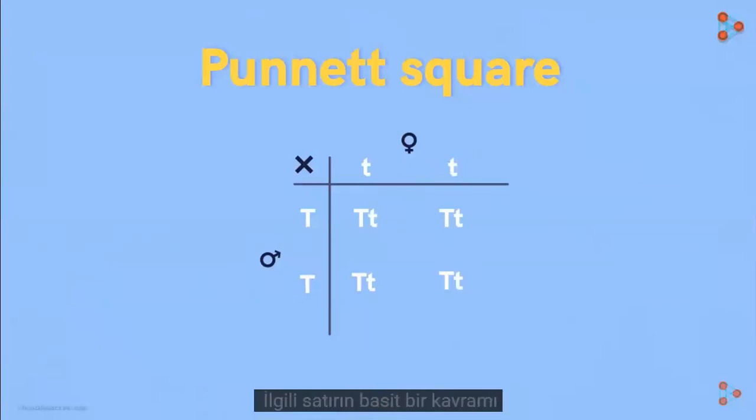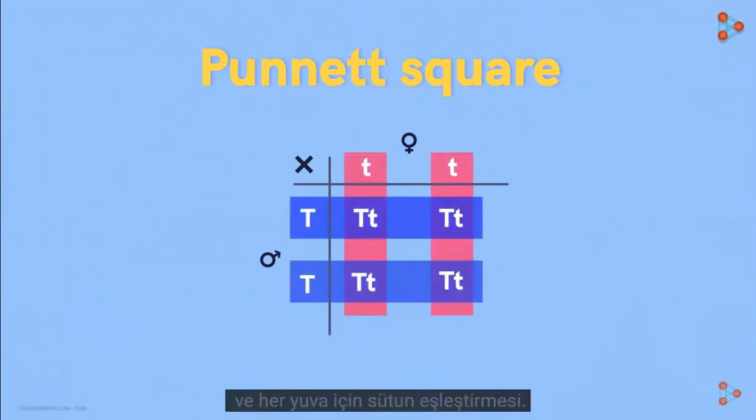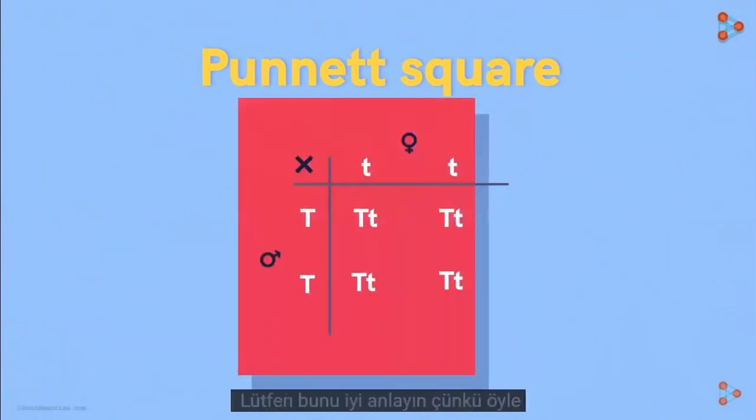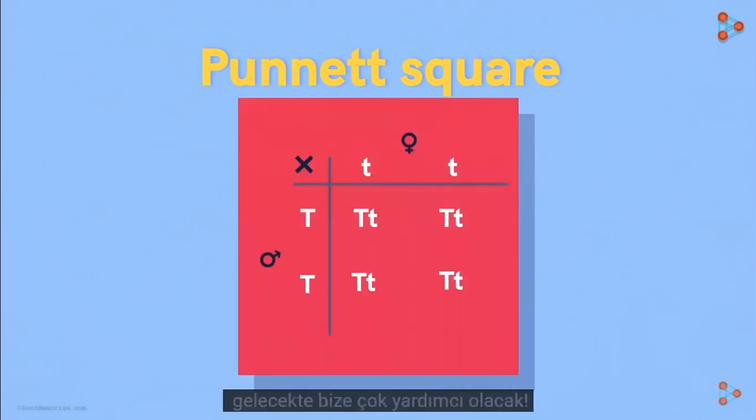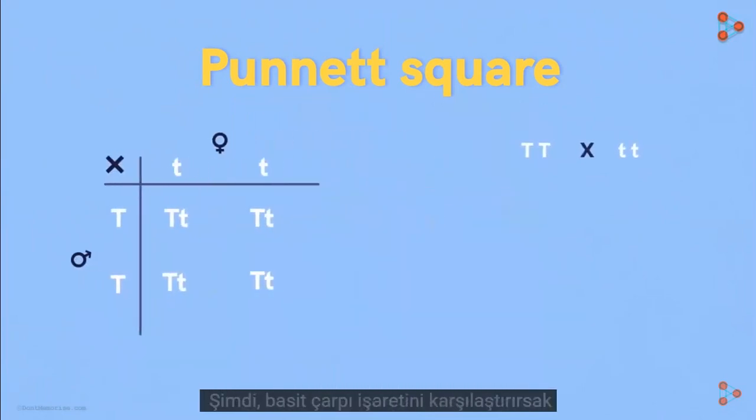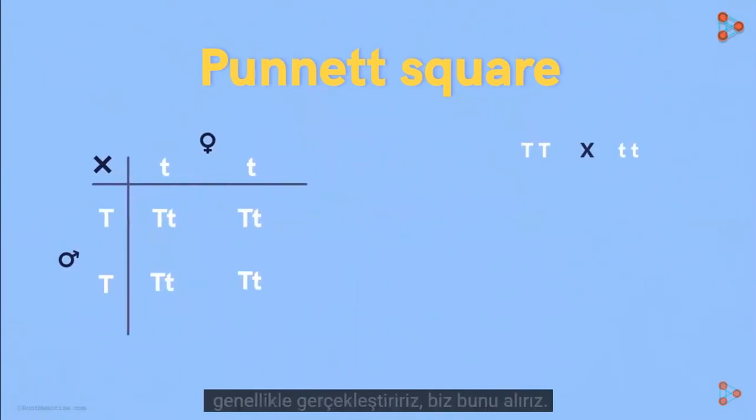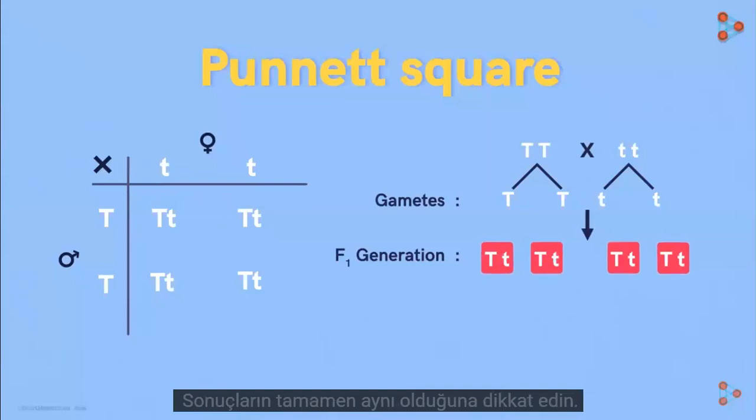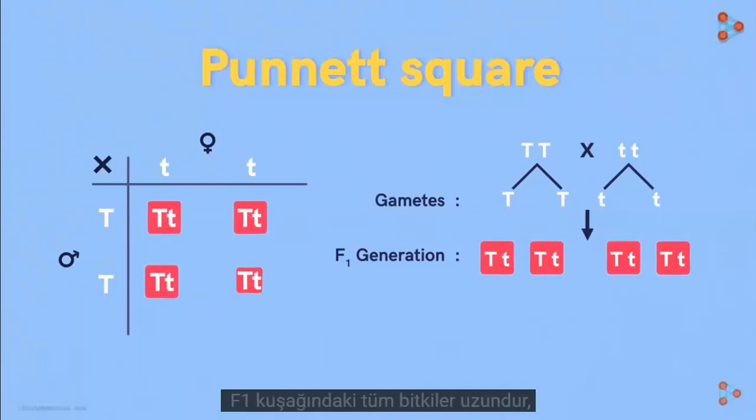It's a simple concept of respective row and column pairing for each slot. For this slot, it's the first row and the first column. For this slot, it's the first row and the second column pairing, and so on. Please understand this well, because it's going to help us a lot in the future. Now, if we compare the simple cross that we usually carry out, this is what we get. Notice that the results are exactly the same.